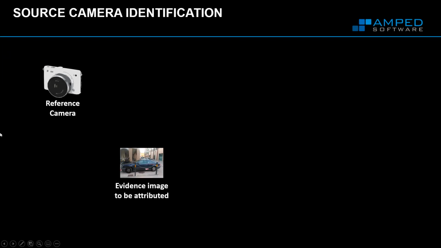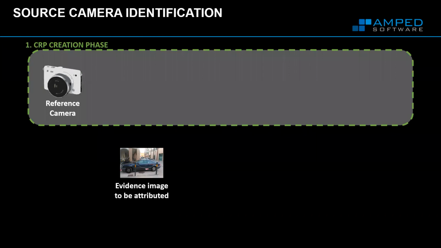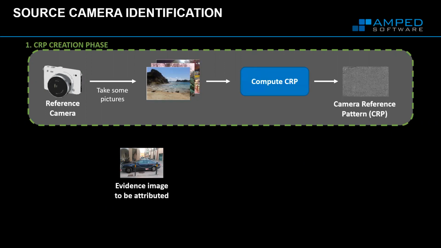It is a two-stage process. There is first a camera reference pattern creation phase. So we start from a reference camera. We take some pictures. Of course, there are rules to take good pictures if you can do that. Otherwise, you can just take pictures from the memory card. And you use this to compute this camera reference pattern, which is just an estimate of the sensor noise of the camera. You know that every camera has a sensor, and this sensor has a unique noise pattern which is due to the imperfection in the silicon wafer used to create the sensor. So two cameras produced the same day in the same place will still have different noise patterns.